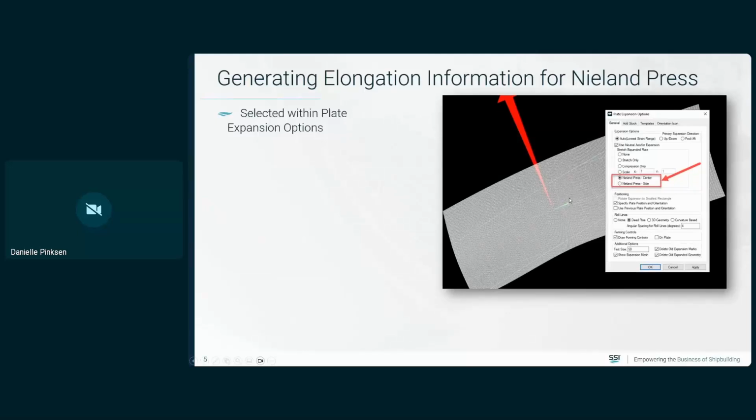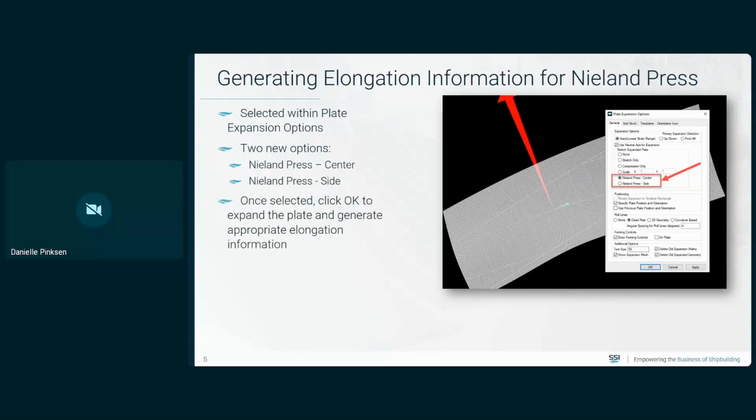So, just a brief overview of the process and how to actually avail of the feature. It's selected within the plate expansion options when you are expanding any curved plates. You'd expand your plate as you normally would. Only this time, within the plate expansion options, you'll notice two new options here, Kneel and Press Center and Kneel and Press Side. You can select the option that best applies to you. Once selected, you click OK to expand the plate and generate the appropriate elongation information. It's as simple as that.